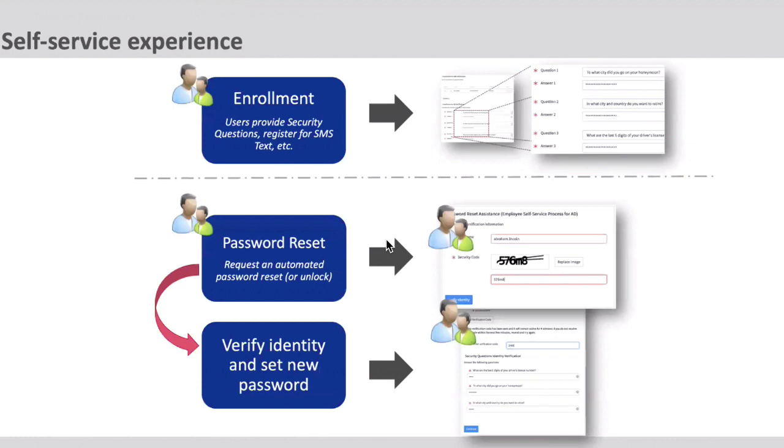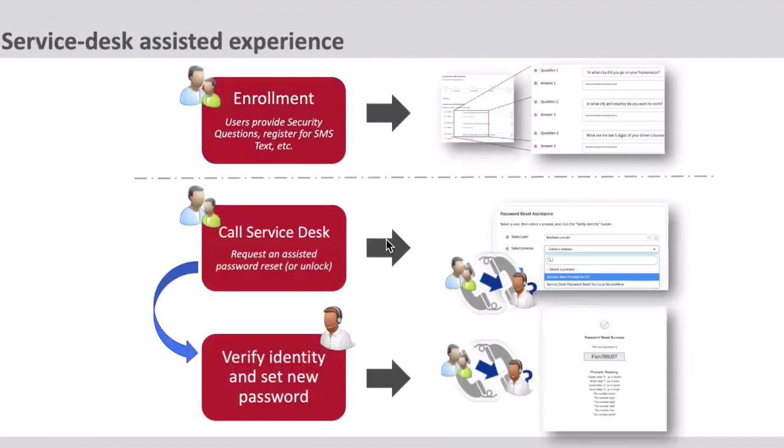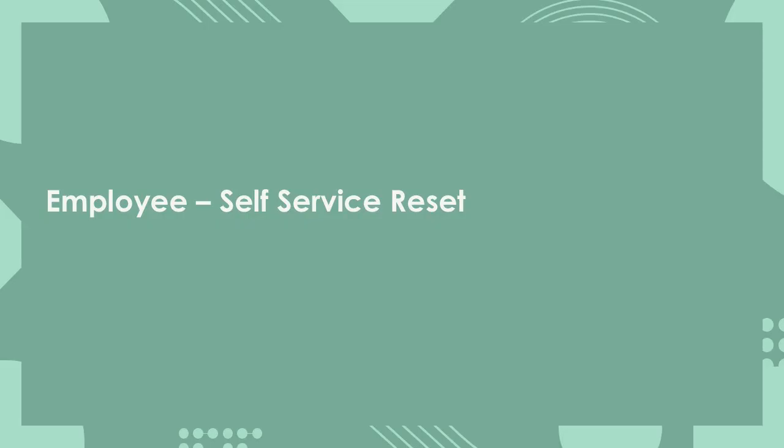We'll take a look at the self-service example in detail, but the key takeaways are that employees will enroll in these verification types that you set, either manually or automated through data definitions, and then they'll be able to engage with these interfaces for password reset or password change. And the service desk agents will be able to consume a similar style interface. Now let's take a look at the steps involved in employee self-service reset.